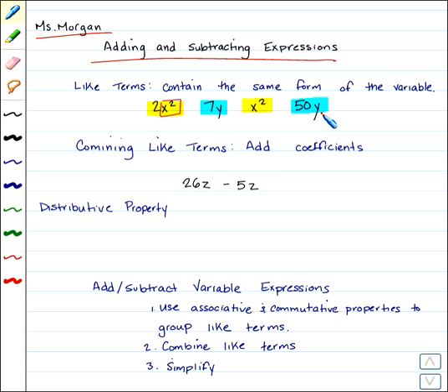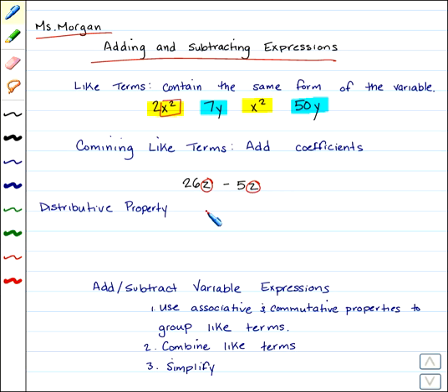Now why do we need to know this? We need to know this because when we add and subtract expressions, we need to learn how to combine like terms. And when we combine like terms, all we're doing is we're adding our coefficients. But first we're going to talk about why we can do that. So if we have 26z minus 5z, we want to combine these like terms because we know they have the same form of z. Now our distributive property tells us that we can take out a common factor.